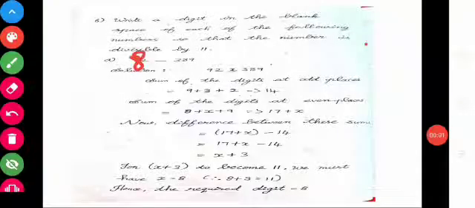The next sum. Write a digit in the blank space of each of the following numbers so that the number is divisible by 11. 9 2 dash 3 8 9. It is given. Consider it is x. Sum of the digits at odd places, 9 plus 3 plus 2. Add, what is that? It is equal to 14. And then sum of digits at even places, 8 plus x plus 9. That is 17 plus x.